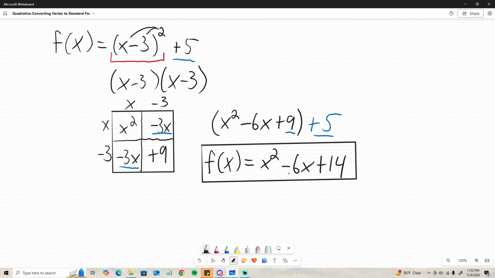And there's plenty of things you could do with this now that you have it. You could find the y-intercept, you could find the axis of symmetry, you could find the vertex, to list a few. If you want to know how to do that, please refer to one of my other videos. Moving on to the next question.